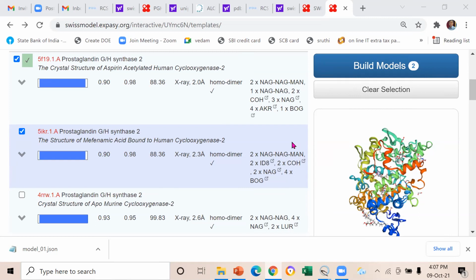So all of you, try to spend some time on the PDB database and see what you have, what types of protein structures are there, and which human targets and what types of diseases. It's very important for you to know.